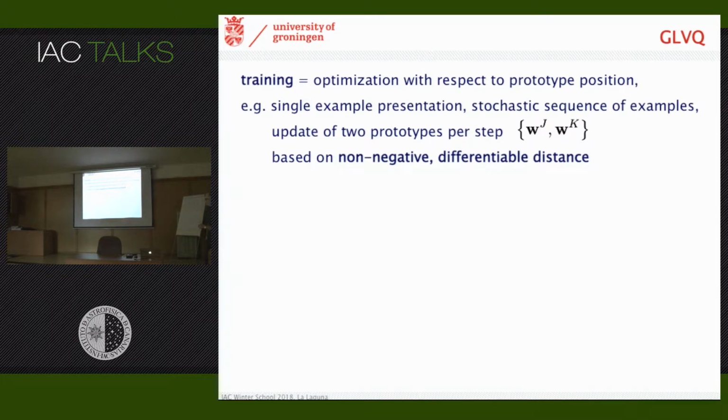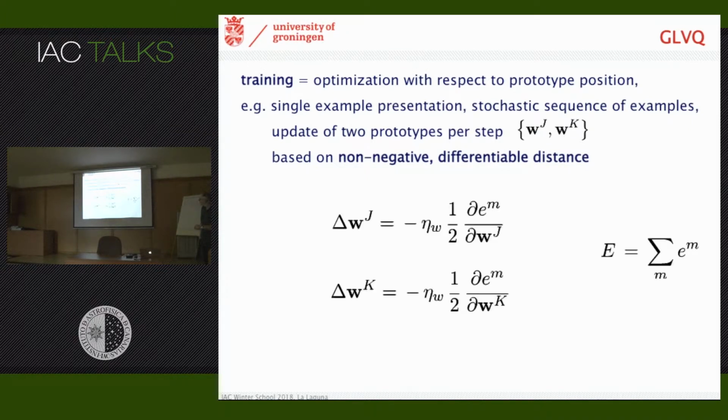You present single examples. At each time step, at each example, you determine the prototype which is the closest and correct, and the prototype which is the closest and wrong. And then you update both these two prototypes, the correct winner and the wrong winner, according to a little gradient step with respect to the cost function contribution of that example. So the sum of all the examples would be the full cost function, but you look at only one example, so you take the gradient of only this contribution of the data point that you're just looking at.